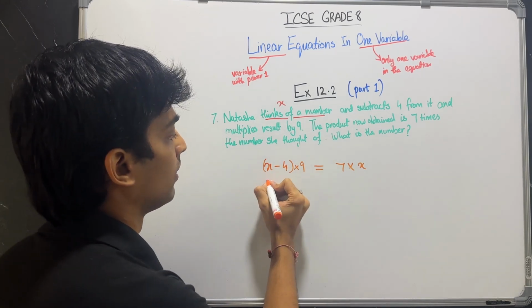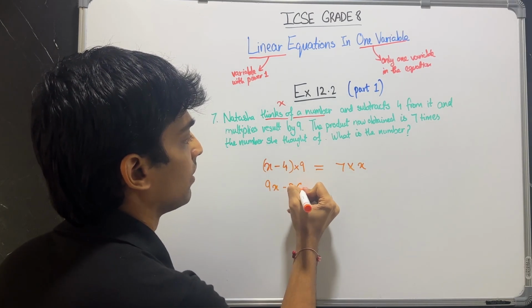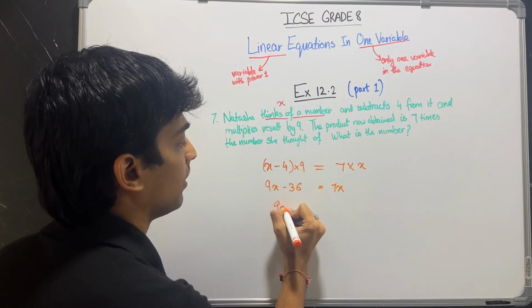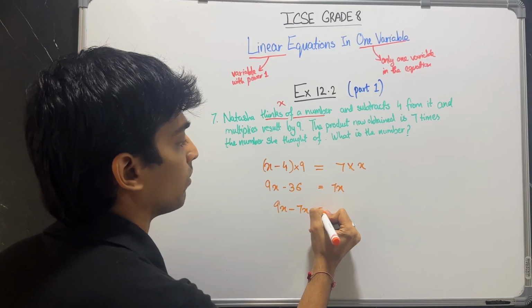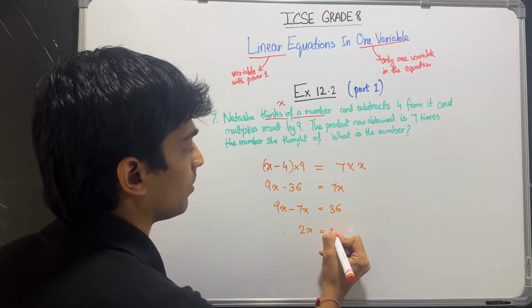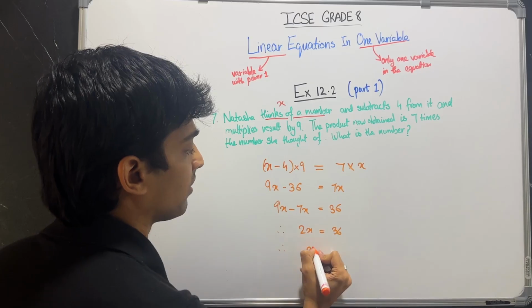So we'll get 9x minus 36 equal to 7x. Take the 7x there, minus 36 there. 9x minus 7x equal to 36. Therefore 2x equal to 36. Therefore x equal to 18.